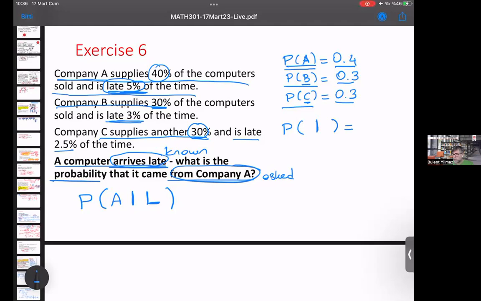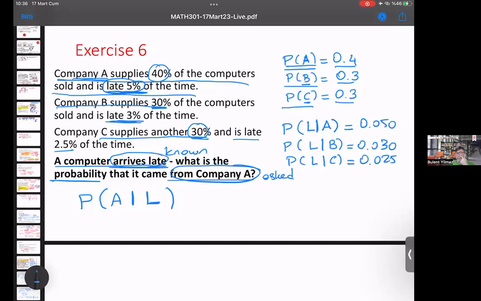So probability of being late, if I know that it's coming from company A, is going to be 0.05, 5%. Probability of late, if it is coming from company B, is 0.03. Probability of late, if it is coming from C, is 0.025.